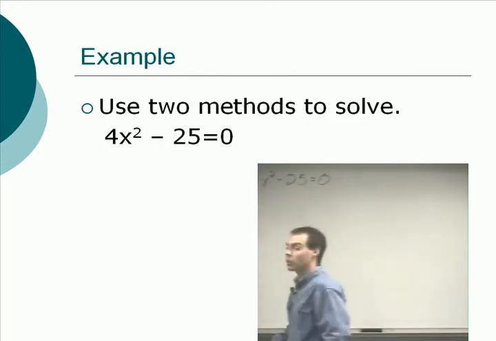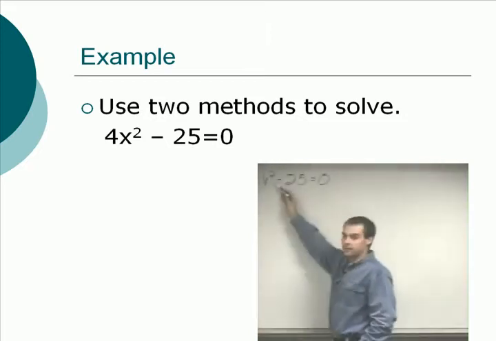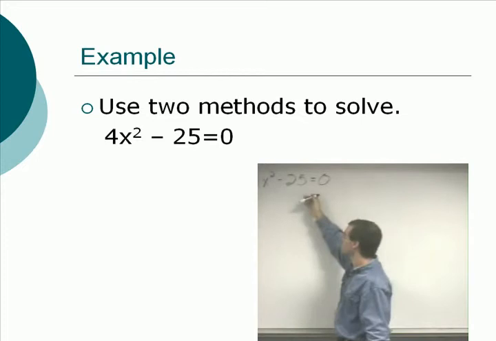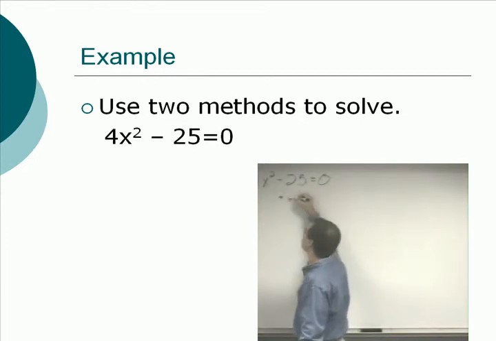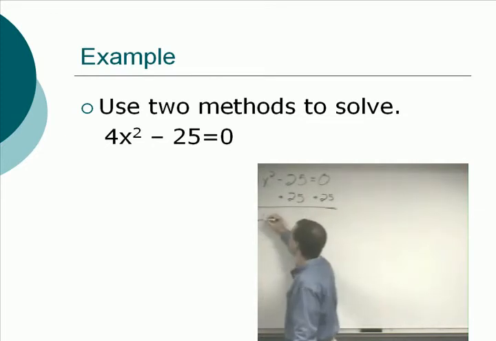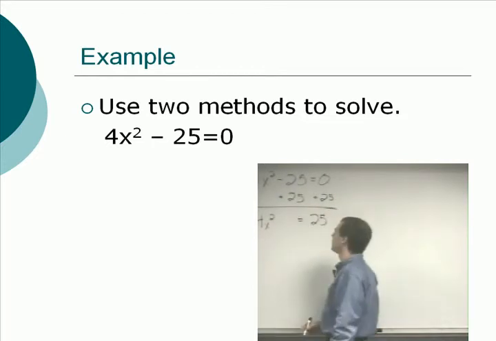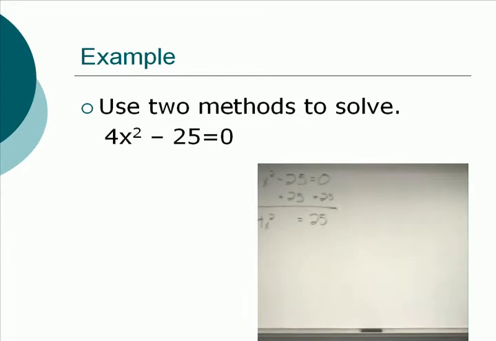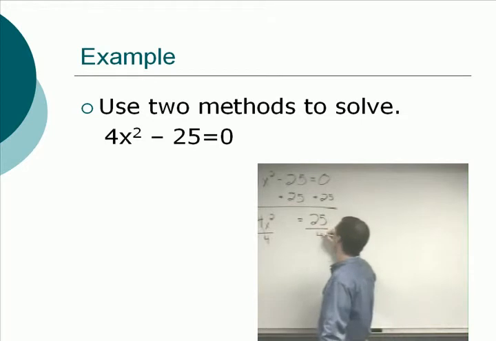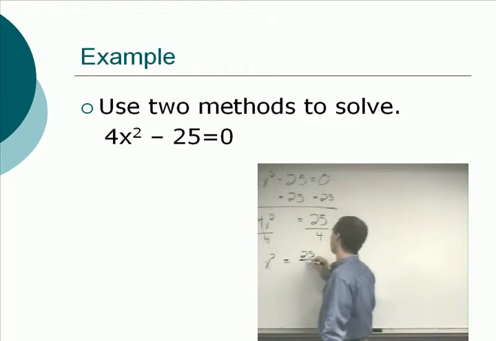Well, let's start with probably the more intuitive method, and that's using the square root function. We just want to get x by itself. Okay, so this is an equation. You could have solved this a few weeks ago just using the get x by itself principle. Let's solve that by adding 25 to both sides. And we get 4x squared equals 25. Now, you want to get x by itself, so you need to divide by 4. And we're left with x squared equals 25 over 4.